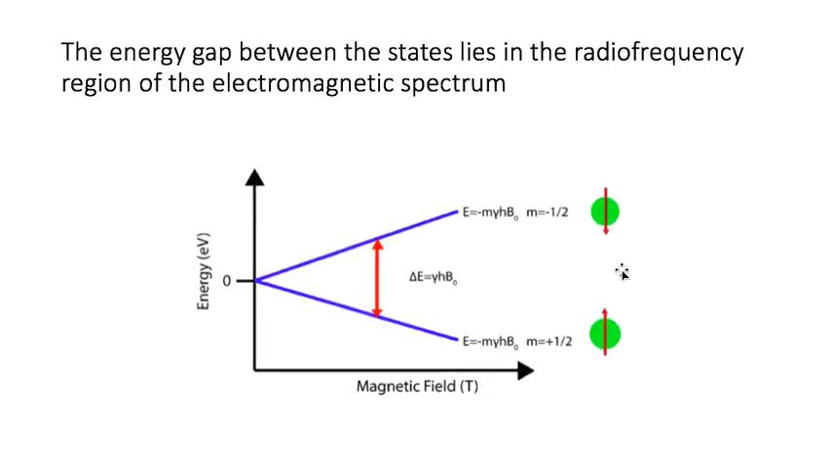Now this particular energy gap is still going to be really tiny, no matter really how big the magnetic field is, and it's going to be in the radio frequency region of the electromagnetic spectrum. So radio frequency is very low energy electromagnetic radiation. It is lower than microwave, it is lower than infrared, it's lower than visible, certainly lower than any of the things that are higher than visible.